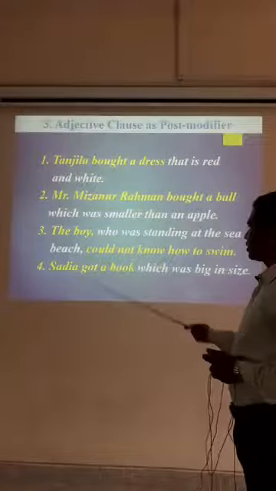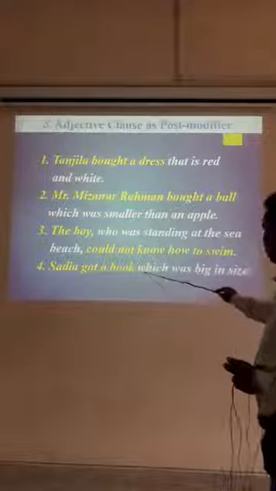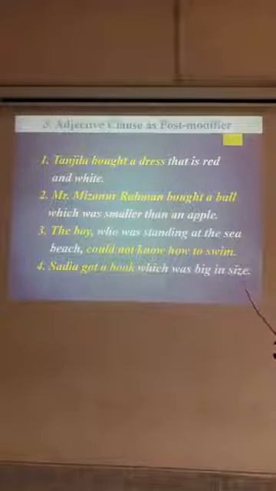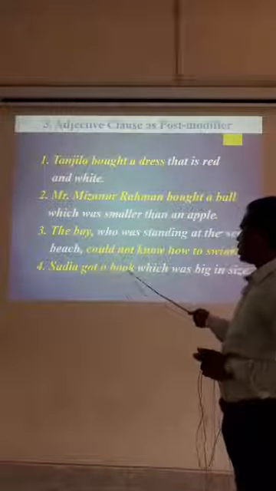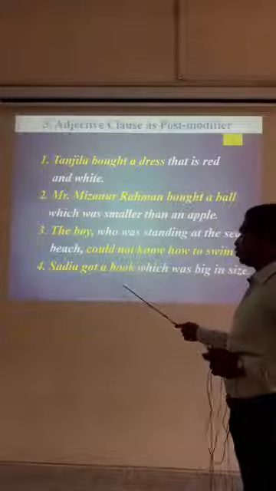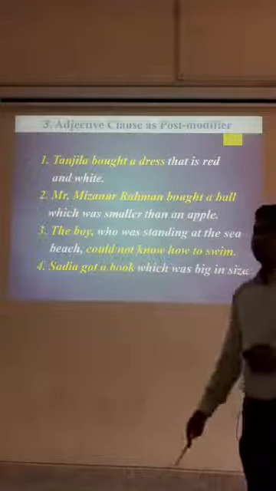Number 4, we will see: Sadia got a book which was big in size. That means from "which" to "size" is a clause and says something about a book, sitting after the word a book. So this clause is used there as post modifier.